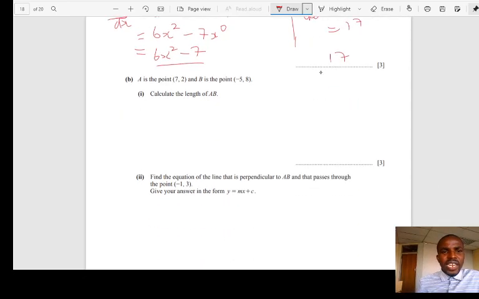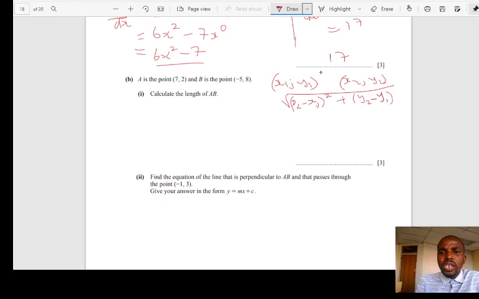Done. Next, A is the point (7, 2) and B is the point (-5, 8). Calculate the length of AB. Right, the length of a line given two points (x1, y1) and (x2, y2) is the square root of (x2 minus x1) squared plus (y2 minus y1) squared.